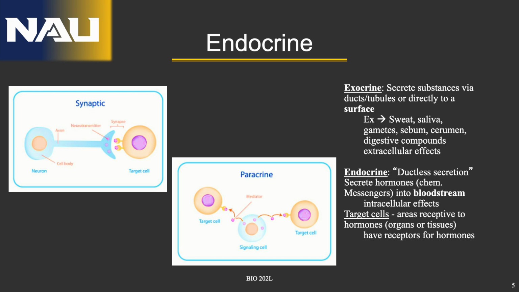Synaptic signaling is used by the nervous system. Neurons release neurotransmitters into synapses, the small gaps between neurons and their target cells. This type of signaling allows for rapid and precise communication, crucial for functions such as muscle contraction and sensory perception.